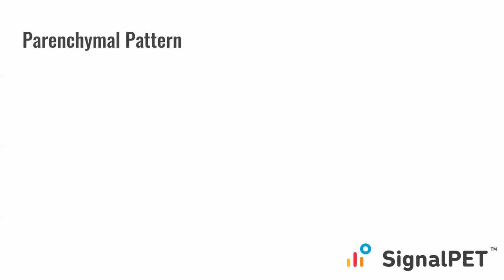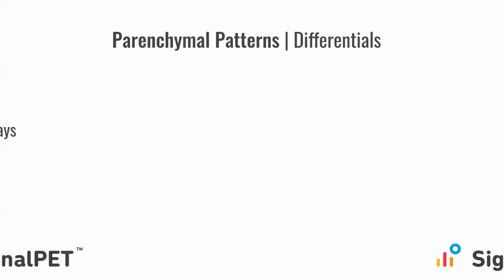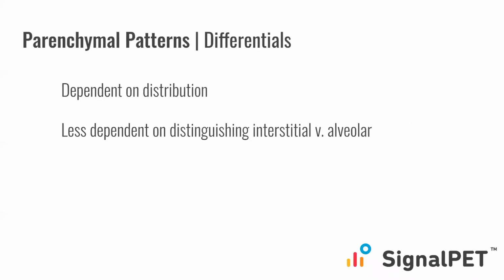At SignalPET, we consolidated unstructured interstitial and alveolar patterns into one and called it a parenchymal pattern. In this way, we are separating those patterns found to affect the parenchyma of the lungs from those that are primary airway patterns, such as bronchial and bronchointerstitial patterns. We organize the parenchymal patterns in this way because often these patterns are seen concurrently.